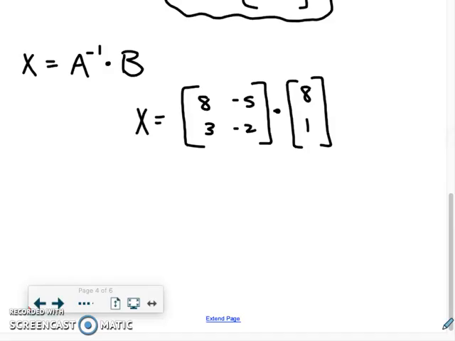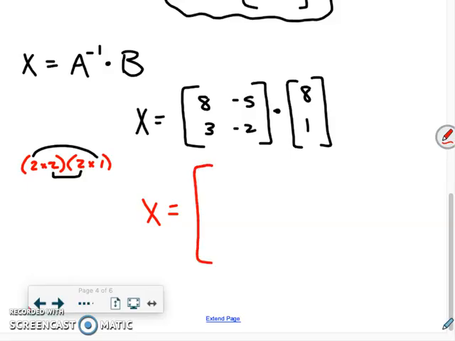So off to the side, it's probably going to be wise for us to test to see if we can even do this. Matrix A inverse is a 2x2 matrix. Matrix B is a 2x1 matrix. We're noticing that the middles match. That's great. We're also noticing that our solution is going to be another 2x1. So now we know that X is equal to, we're searching for a 2x1, so 2 rows, 1 column.